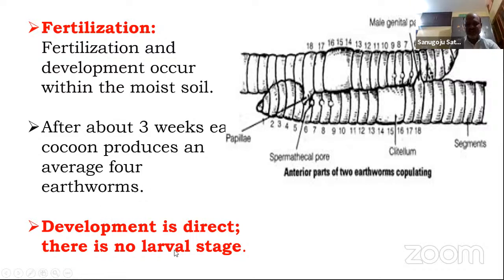The development is direct. There is no larval change. If a larva is there, that is indirect development. Indirect development is by larva, direct development is without larva. That is the major difference. What is indirect development?